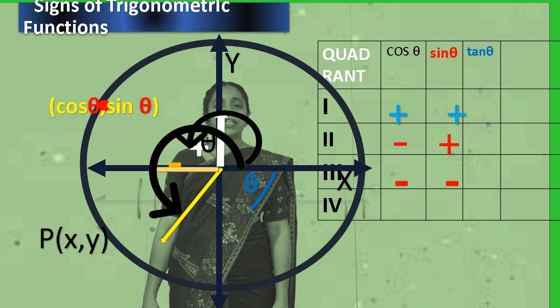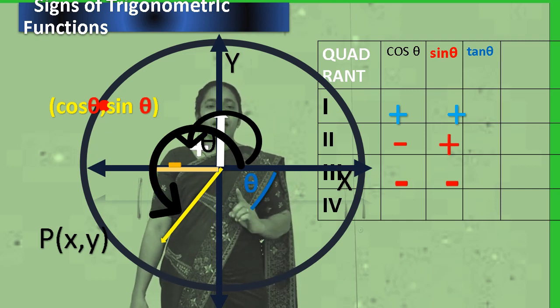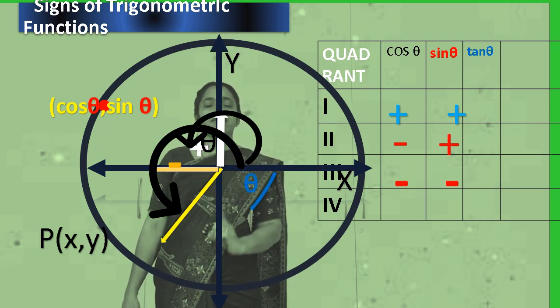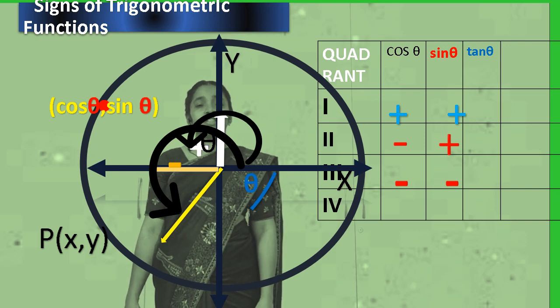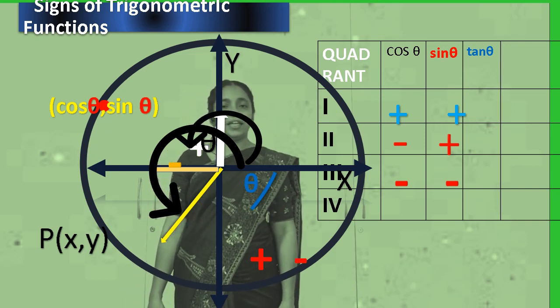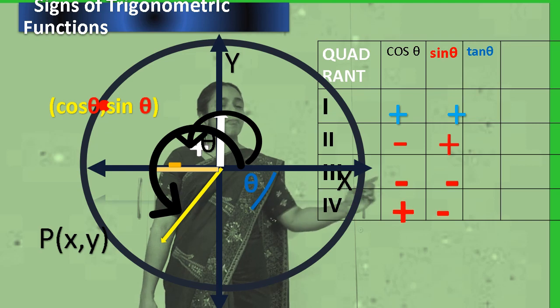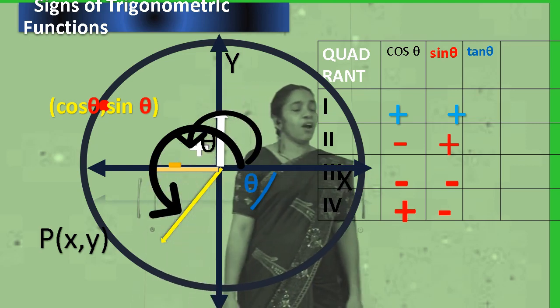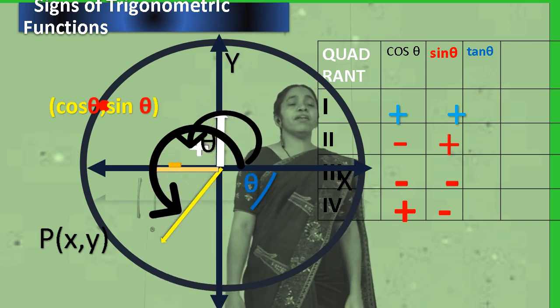What is the sign of cos theta, sin theta here? X is positive, y is negative. So cos theta is positive, sin theta is negative. Let us tabulate that. Now just look at this table.